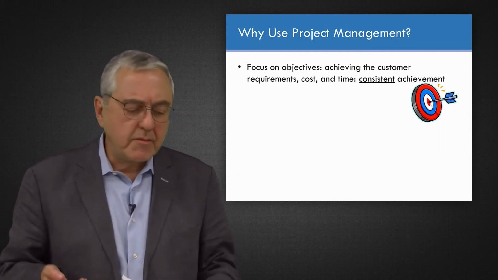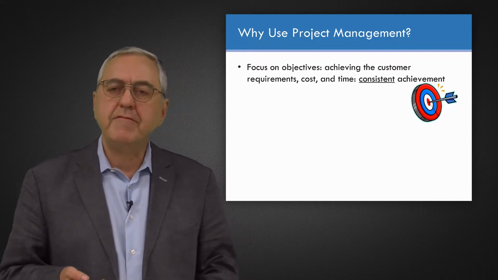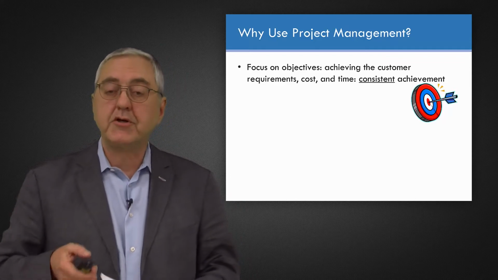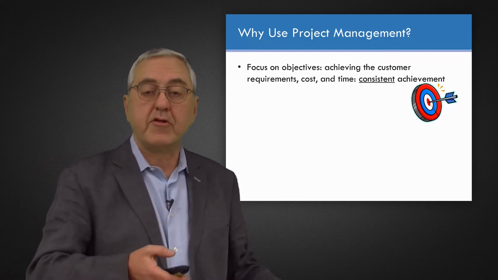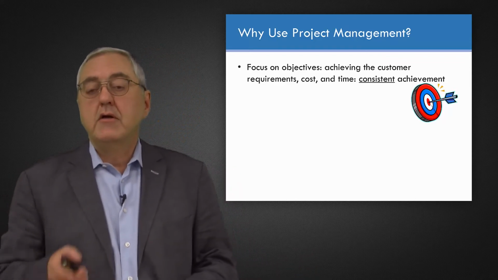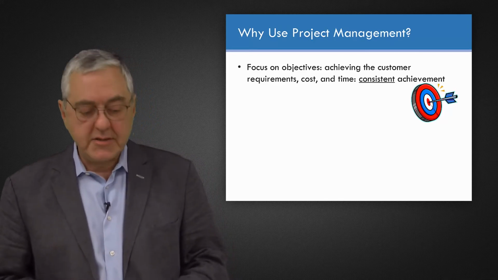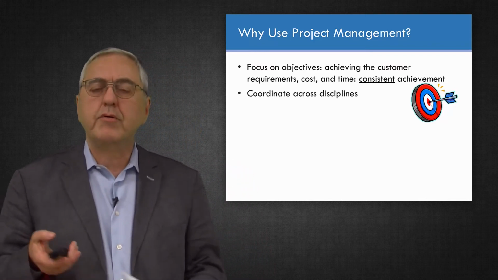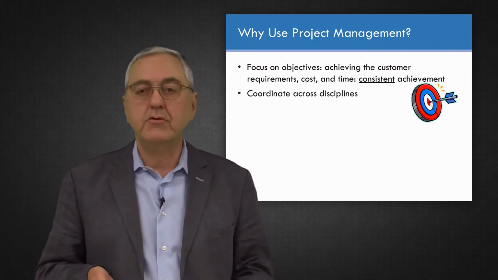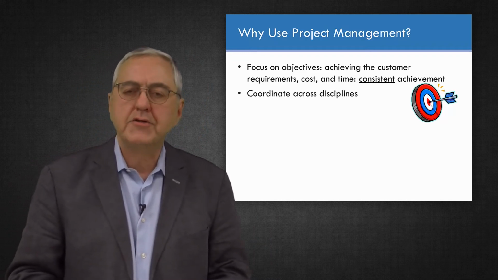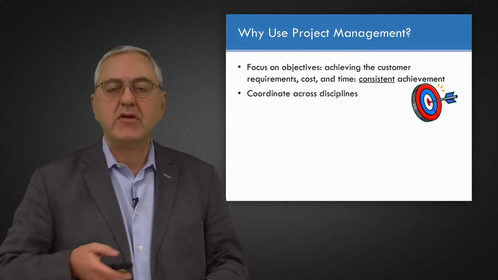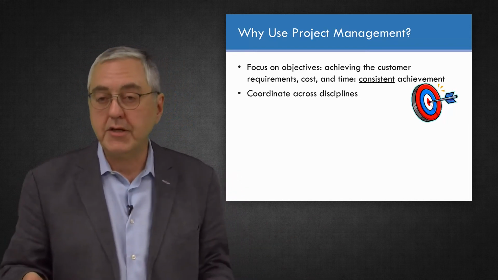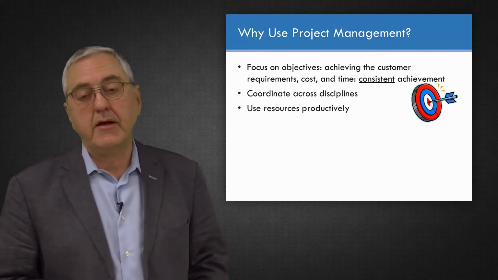That a consistent approach can help us achieve the customer requirements, the cost, and the time, not just occasionally because our project manager happened to have the right skills and things went smoothly, but it can help the organization achieve those objectives consistently. This consistent approach to project management using well-understood processes and tools also helps us coordinate across disciplines. The way that we can organize to have a team that spans across functional disciplines is very commonly used in project management, and it can help us.